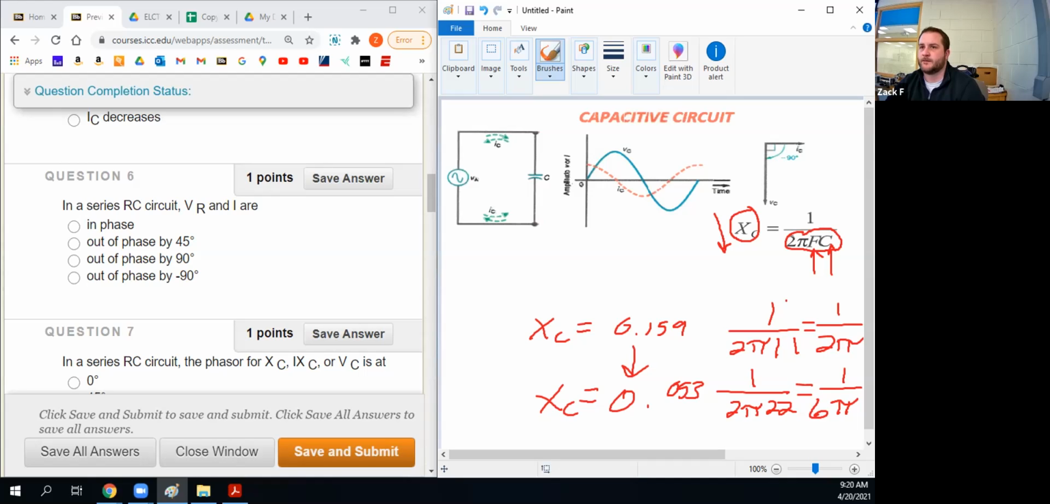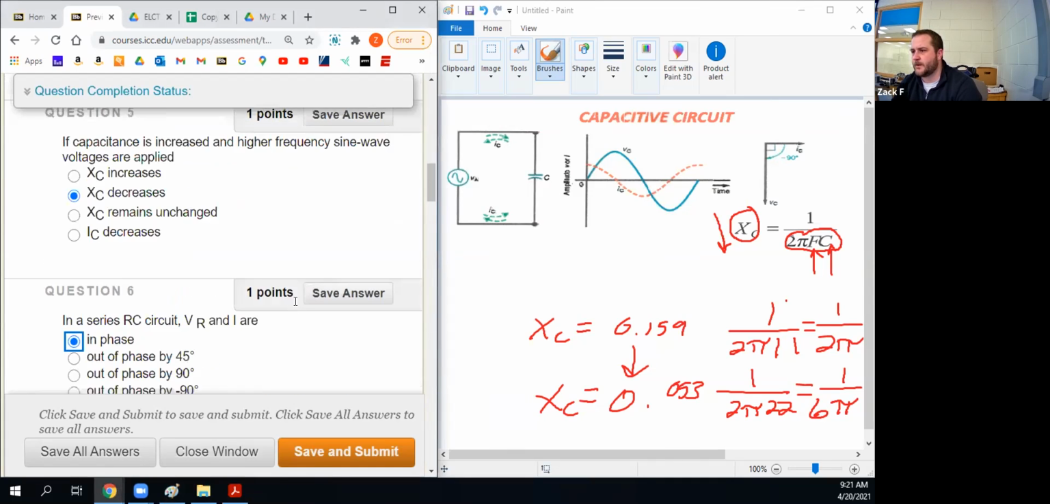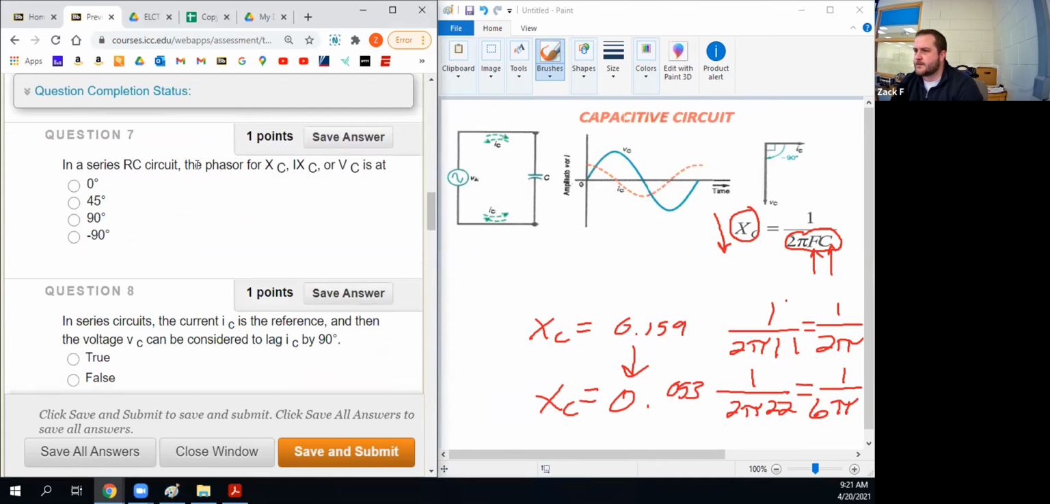They are in phase. The applied voltage in a resistive capacitive circuit is always in phase with the current. In a series RC circuit, the phasor for capacitive reactance, what is IXC? What does IXC mean?